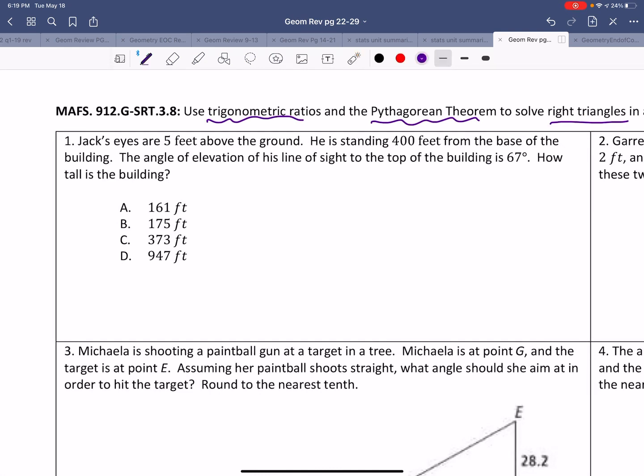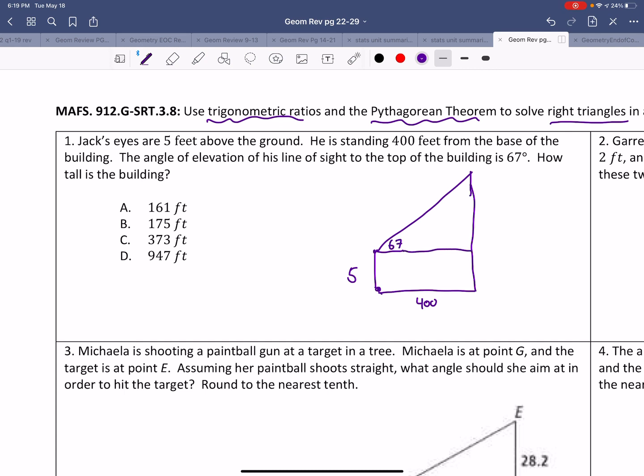It said Jack's eyes are 5 feet above the ground, right? And he's standing 400 feet from the base of the building. Now it says the angle of elevation. So maybe I should make this a little bit shorter. All right, 400. The angle of elevation, so the angle at which they're looking up, is 67.